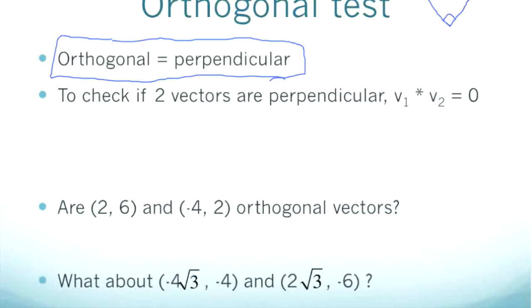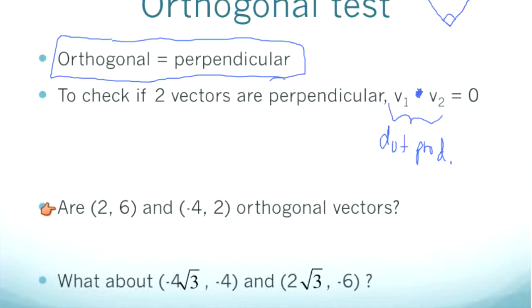So for me to check if two vectors are perpendicular, my V1 times my V2 must equal 0. That's the rule. That's what we're going to check in just a minute. So write that rule down. V1 times V2 must equal 0. How do we multiply two vectors together? You use the dot product.